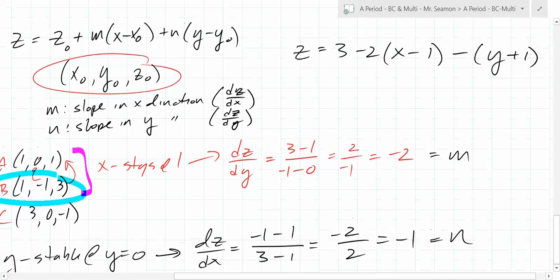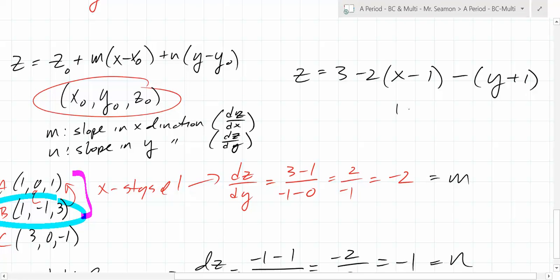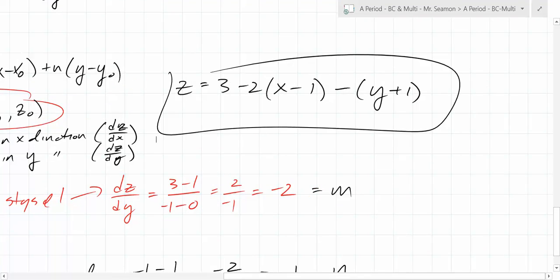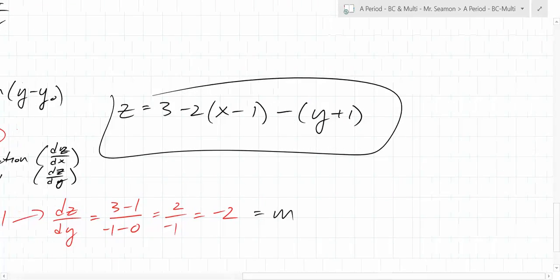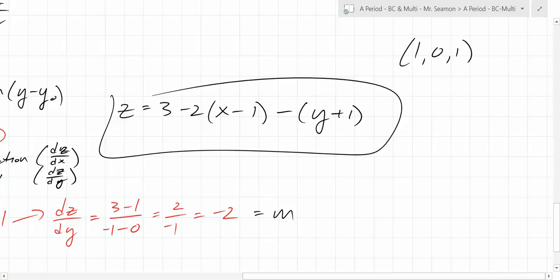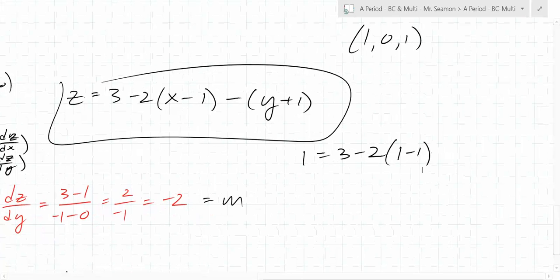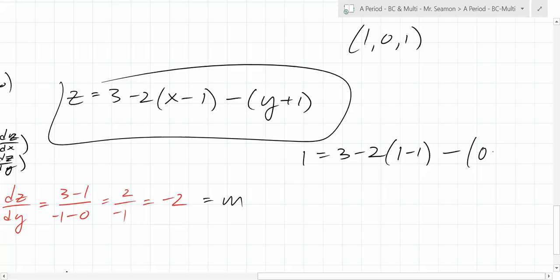Let's test 1, 0, 1. When x is 1, so let's test a point. So we think this works, but it should also go through the point 1, 0, 1, right? Maybe we got it wrong. Let's try it. If we plug in 1, 0, 1, we know that 1 is supposed to be equal to 3 minus 2 times, what's x in this one? No, x is 1. Minus 0 plus 1, right?